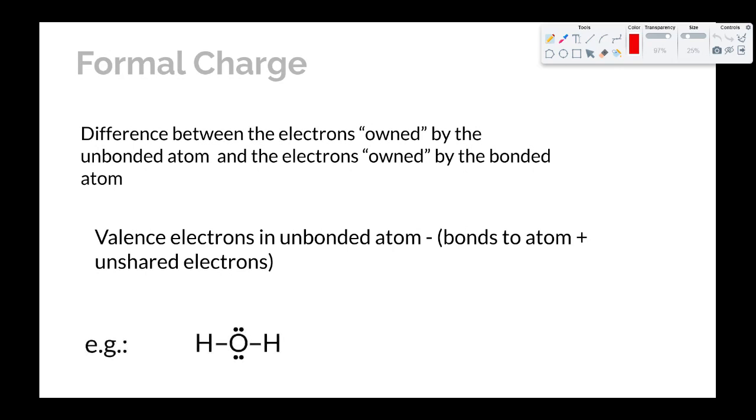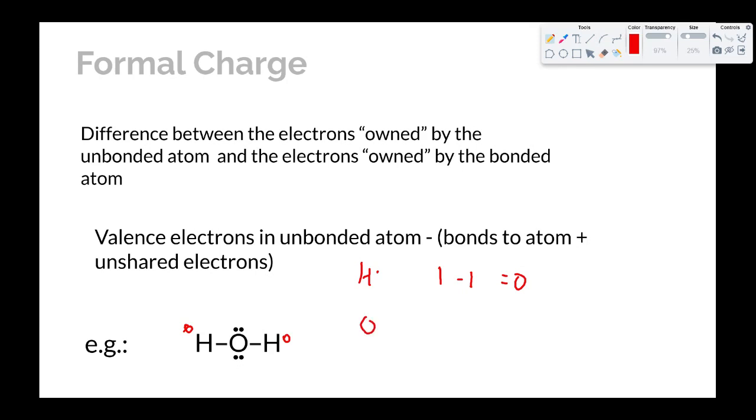The best way to learn how to do this is with some examples. Let's take water. Think about the hydrogen in water. It owns, as an unbonded atom, 1 electron. We'll take that 1 and subtract the number of bonds, which is 1, and the number of unshared electrons, which is none. So its formal charge is 0. Now this single bonded hydrogen is also going to have a formal charge of 0. So there are some patterns that you learn pretty quickly.